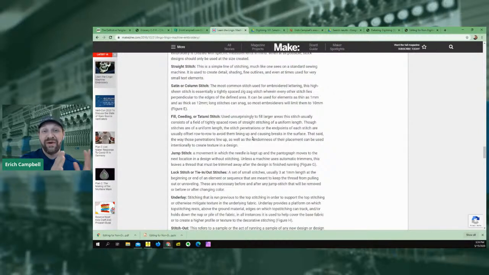We don't get bumps or waves or patterns, unless, of course, we're actually looking for them by using a textured fill. So that's why we call it fill or a tatami stitch. It is like a tatami mat. However, you will see these sometimes used interchangeably to mean a fill stitch of some kind. So, fill stitch or tatami stitch.